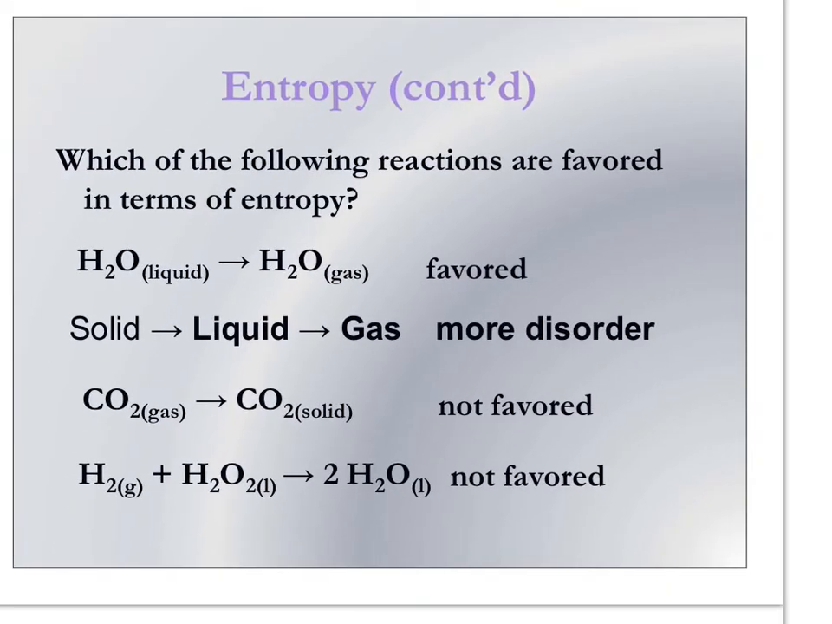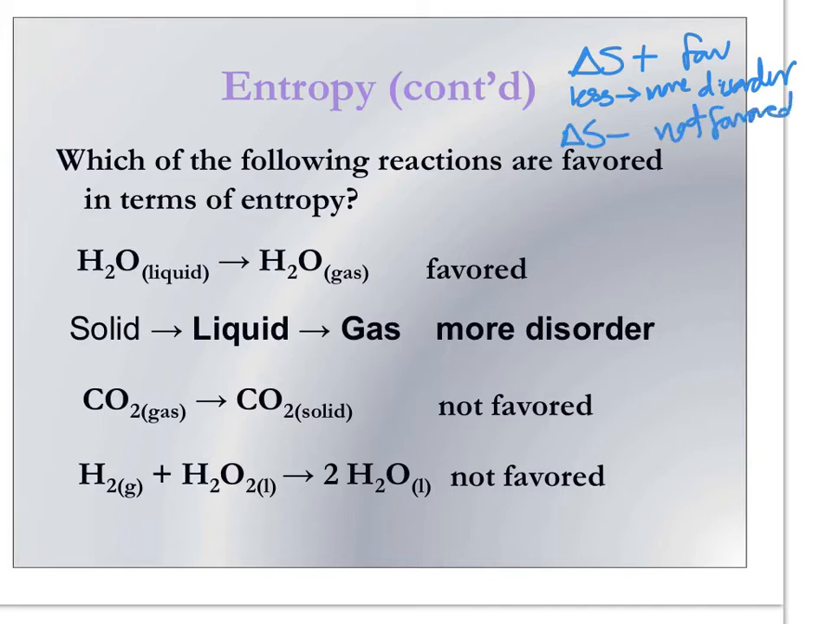And just to review, we said when delta S is positive, that is favored, which means from less to more disorder or randomness. That's good. If delta S is negative, that is not favored, which means we're going from more to less disorder. So our first example here, we have H2O liquid going to H2O gas. That process would be favored because gases are a lot more random than liquids are.